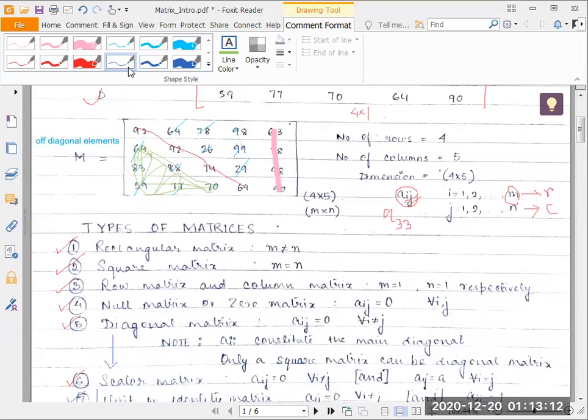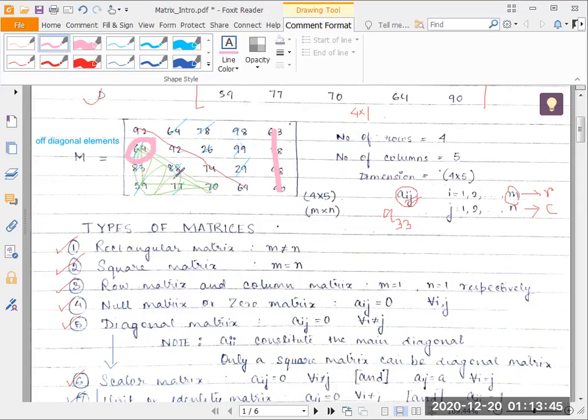This element, let me mark it with a bigger, much more emphasized number. This element lies at the intersection of the first column and the second row. We consider the row first, so we will say the second row and the first column. So this is A21 because we consider the row number first and then the column number. So 64 is that A21 element. 2 is greater than 1, which means this element will be 0. Similarly, A31 will be 0.